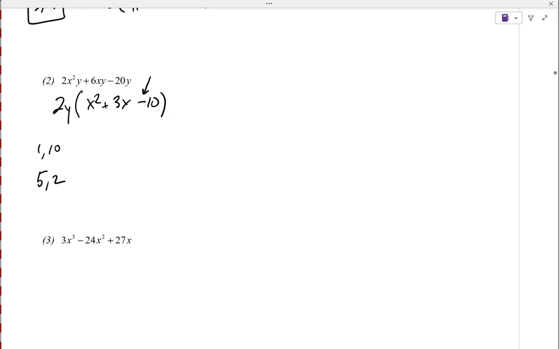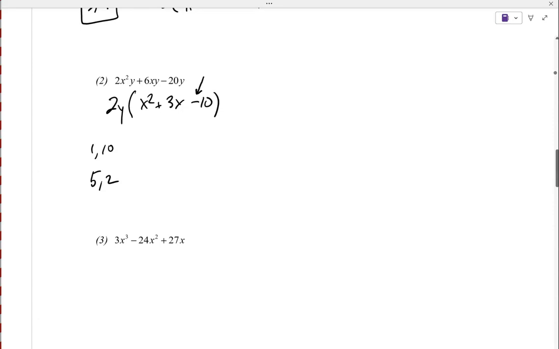Okay. So do I want to use the 1 and the 10 or the 5 and the 2 to get a positive 3? The 5 and 2, which one has to be negative? The 2 does, right? I got to do a 5 minus a 2 to get a positive 3, right? So I want 5 and negative 2 are what we want, right? Agree? Okay. So what are we left with then? Good. Yeah. And don't forget your 2y still hanging out in front there, right?